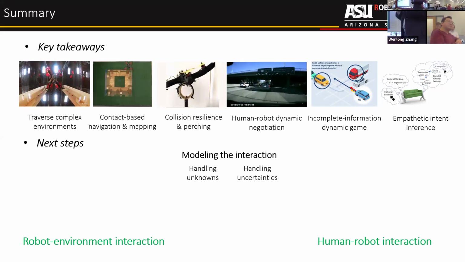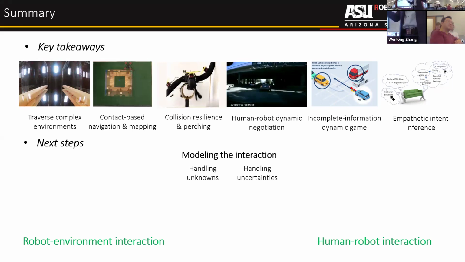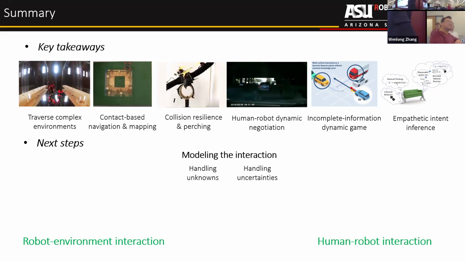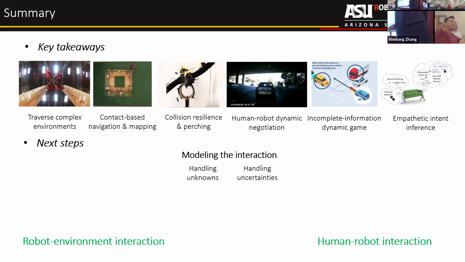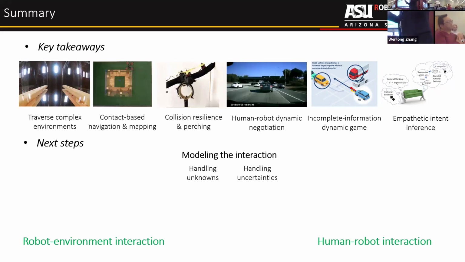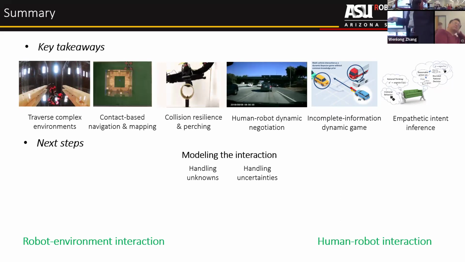One is how to handle the unknowns, the interactions you have never seen before. For example, I have the drone that has aerial robot contact, but probably this is a wall that I know, but tomorrow I might fly into an environment that I don't really know. I don't know the coefficient of restitution. What should I do, right?